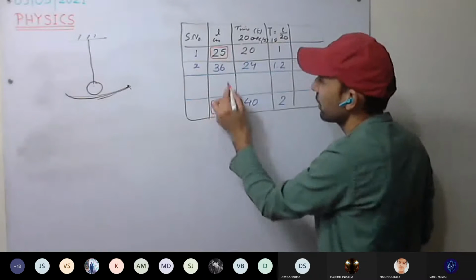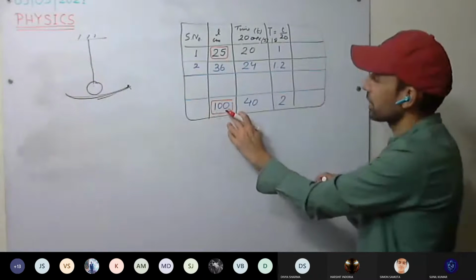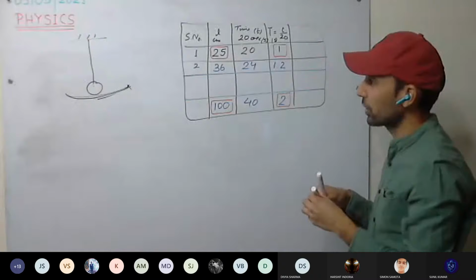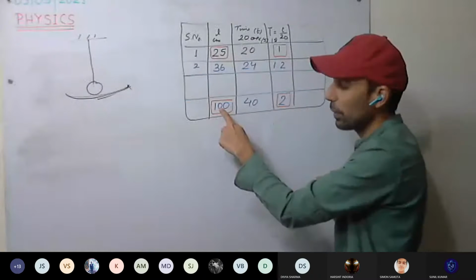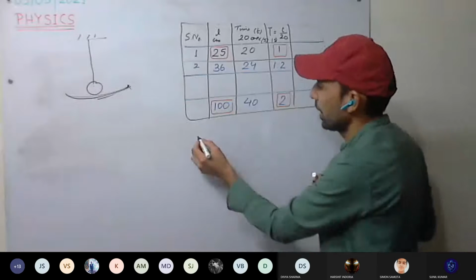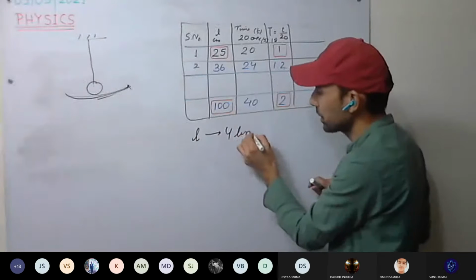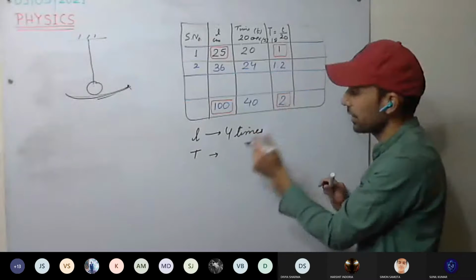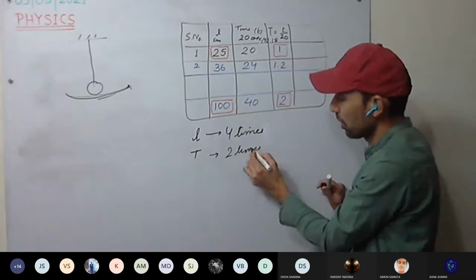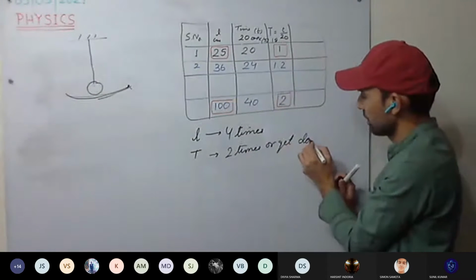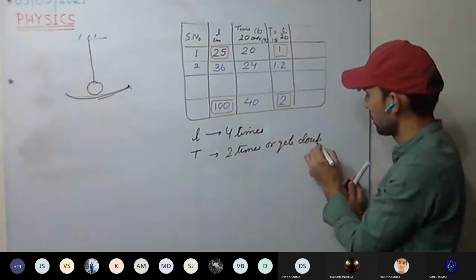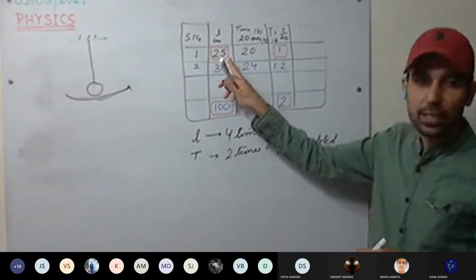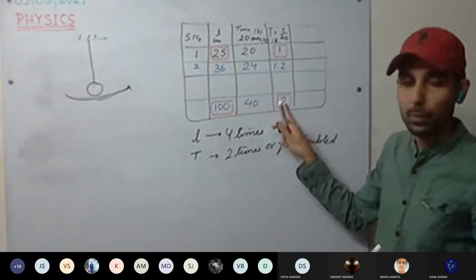When we have taken 100 as the effective length of the pendulum, the time period has doubled. Length we have increased how many times? Length we have increased 4 times. Time period becomes doubled. When length becomes 4 times, time period doubles.